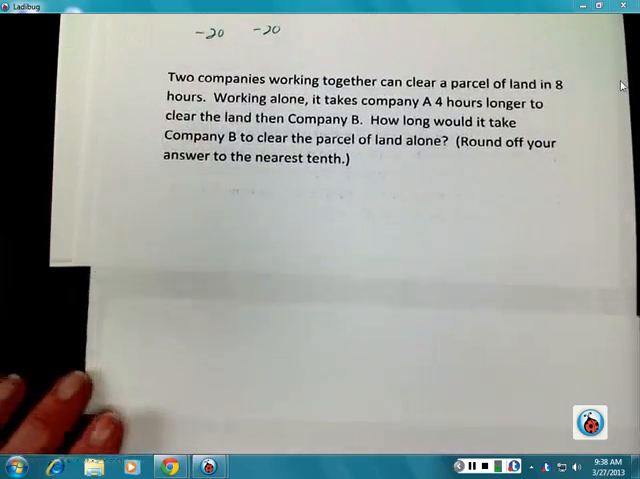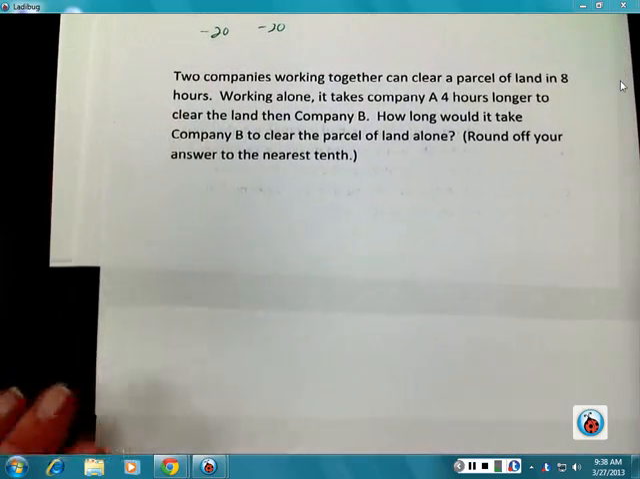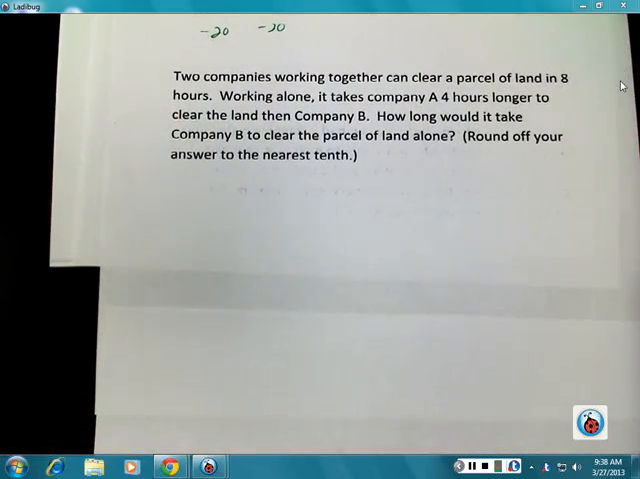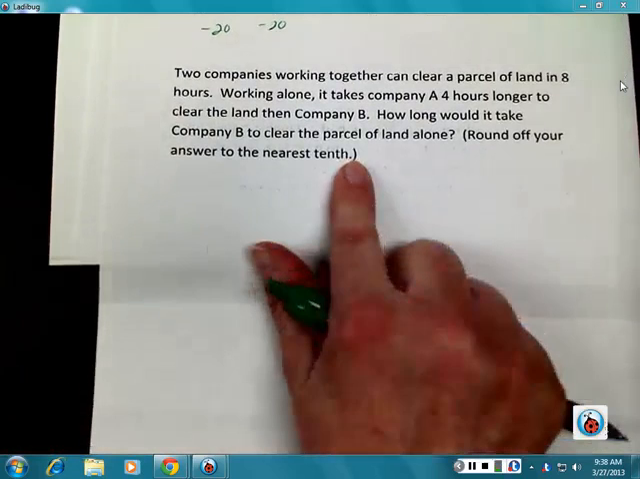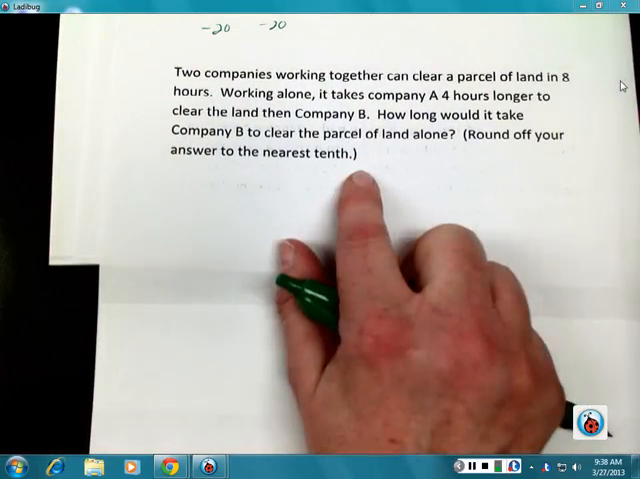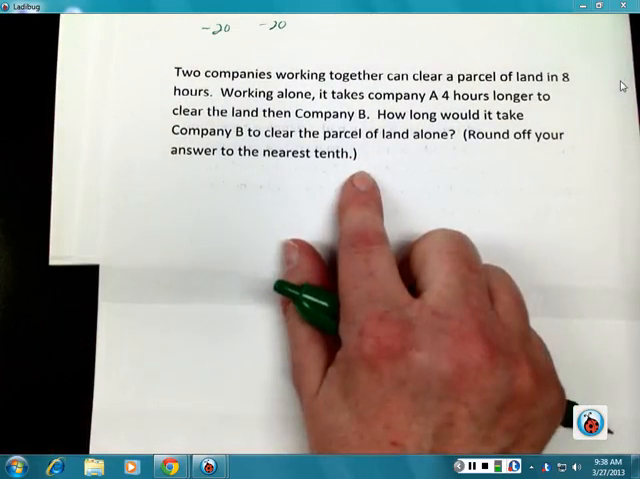Two companies working together can clear a parcel of land in 8 hours. So what does that mean? Company A and Company B are working at the same time. We've had these work problems. You guys remember these work problems? They were back in chapter 7, I think.